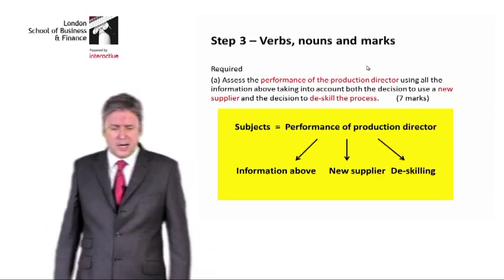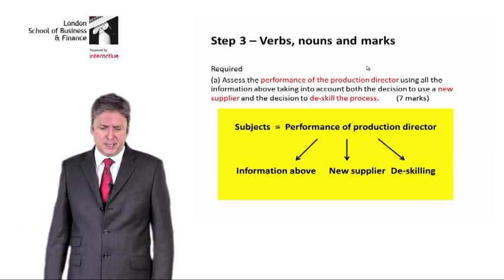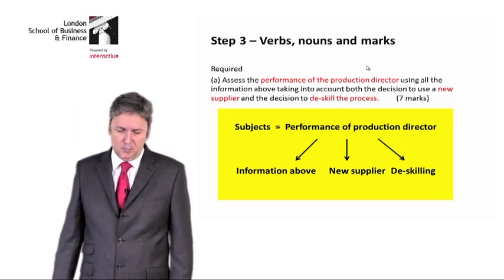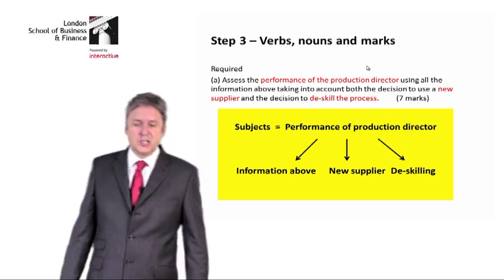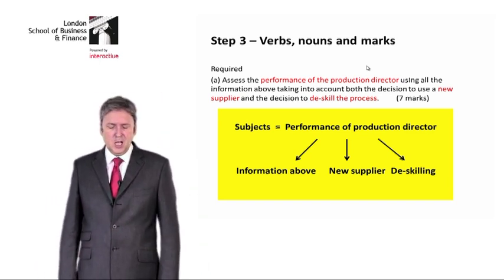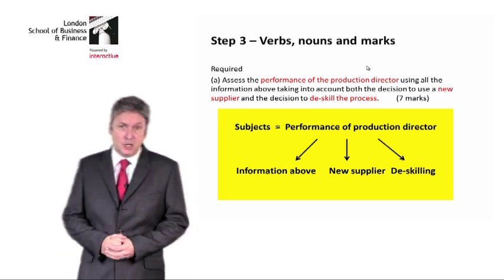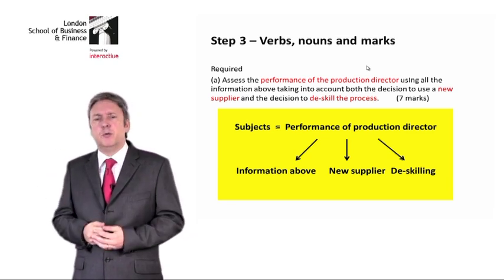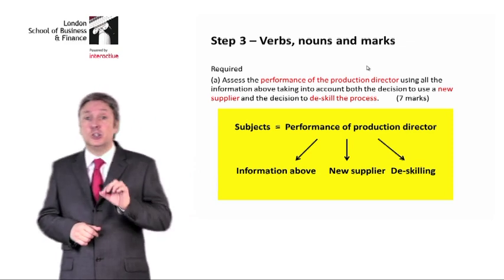Then we look at the subject. Well, just reading through, assess the performance of the production director, using all the information above, taking into account both the decision to use a new supplier and the decision to de-skill the process. So, the subject matter is the performance of the production director. If you remember, we said we were going to assess, weigh up the performance. We're going to say, has the production director done a good or bad job?